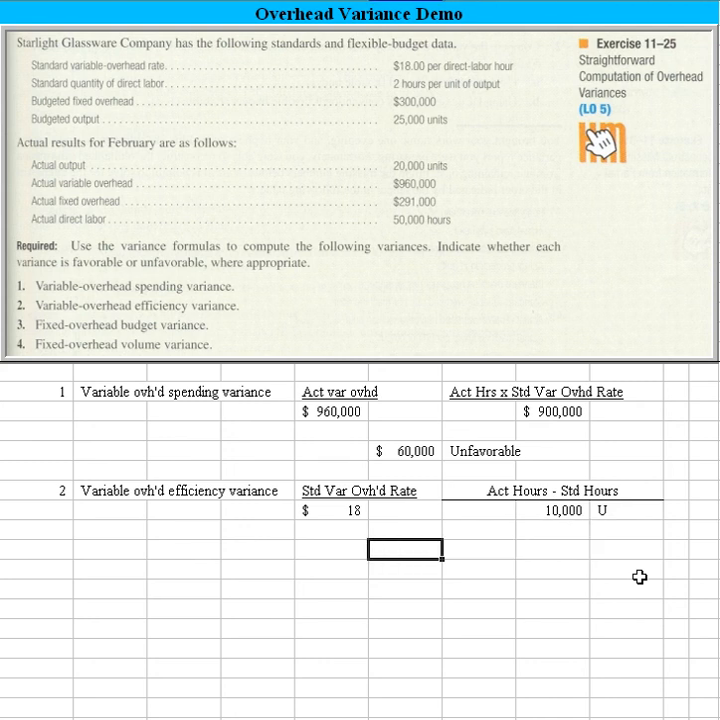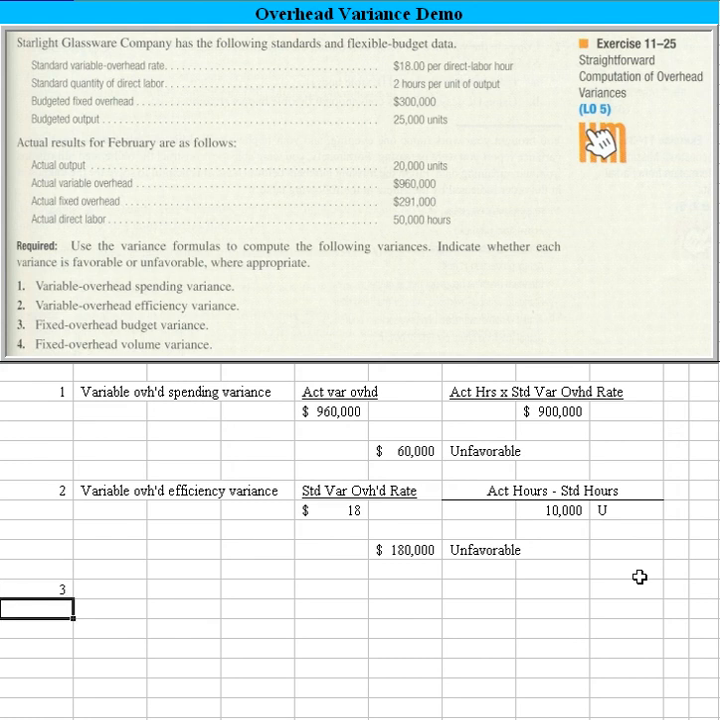And let's compute the variance now. We'll say it's equal to $18 times the number of hours that we're off. And that also is an unfavorable amount. That's the answer to number 2.